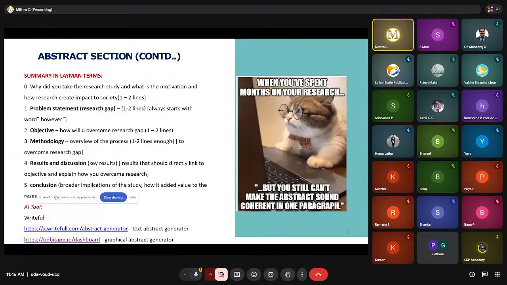So for writing the abstract, these are the manual steps that you need to follow, and this is more of a prompt that you can use in the AI tool to get a proper flow. It is always advisable that you write it yourself and get grammatical correction with the help of AI. But now I'm going to give you a shortcut.